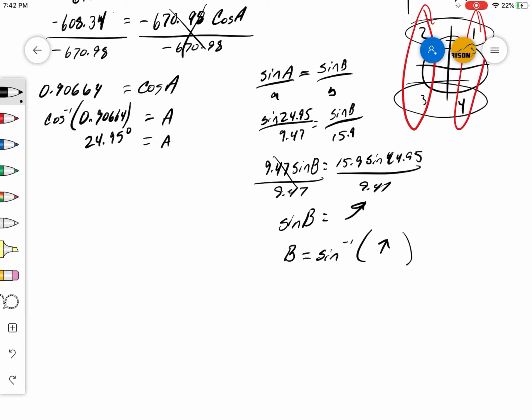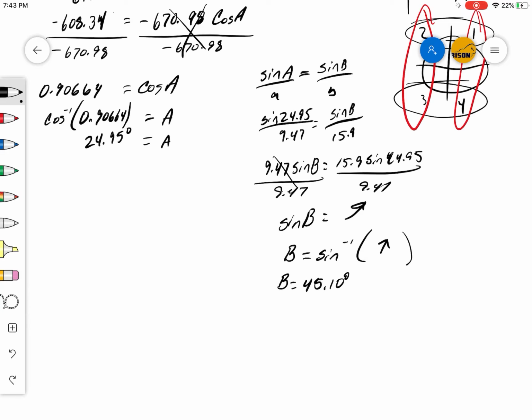So the sine inverse of 15.9 times the sine of, I've got to go back up and get that decimal, all over 9.47. That gave me 45.1. I'm rounding to 2 decimal places, so I'll go 10. Okay? Degrees. Now, I know you're probably thinking that we have to take into consideration the one that matches it over on the other side. 180 minus that number would output us 134.89.